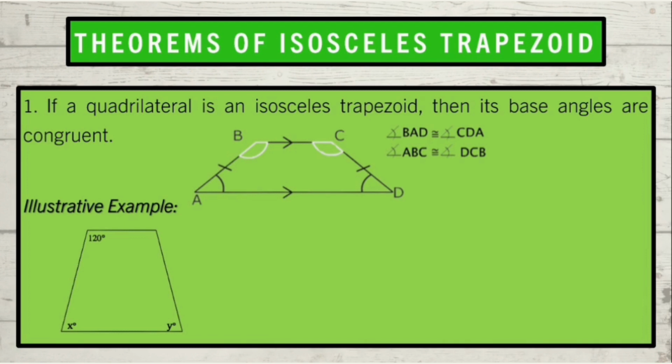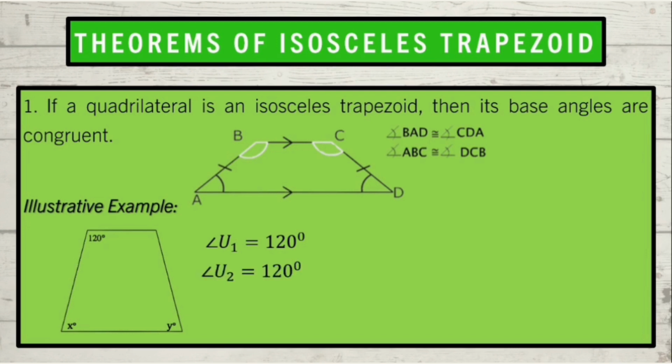I will repeat. I want you to draw an isosceles trapezoid and mark one of the upper base angles equal to 120 degrees. And let us together find the measure of the other angles. Do we have the same figure? Very good. Let us solve that now. Since we know that one of the upper base angles is equal to 120 degrees, therefore the other upper base angle will be equal to 120 degrees too.